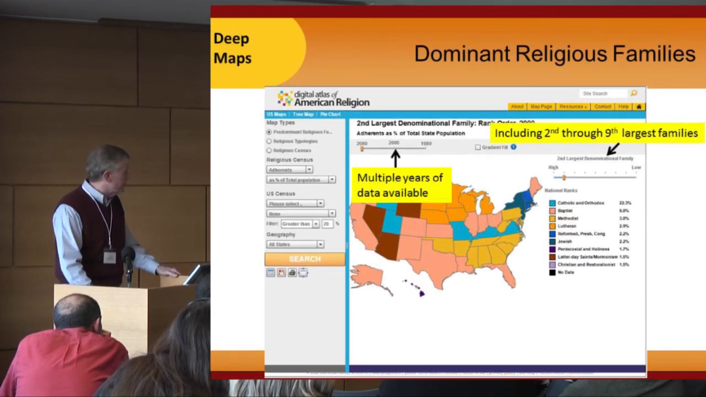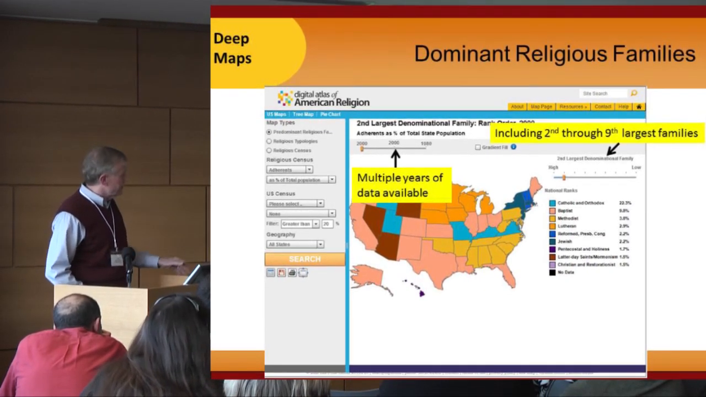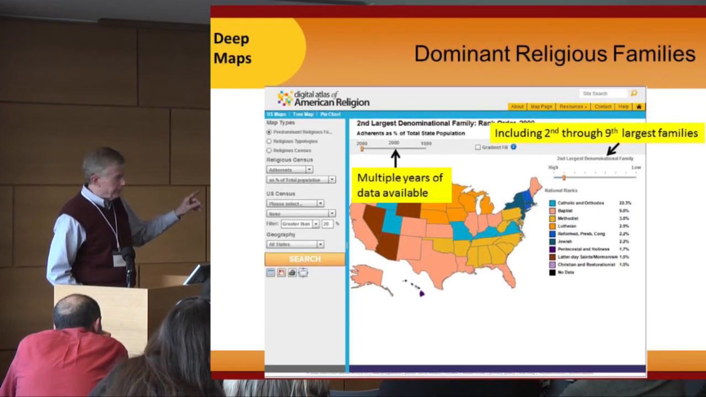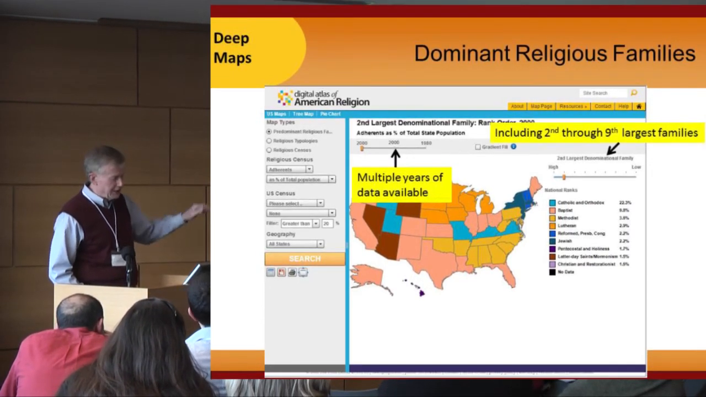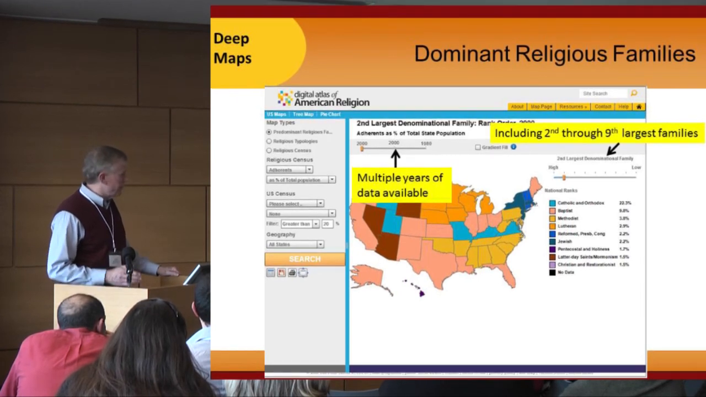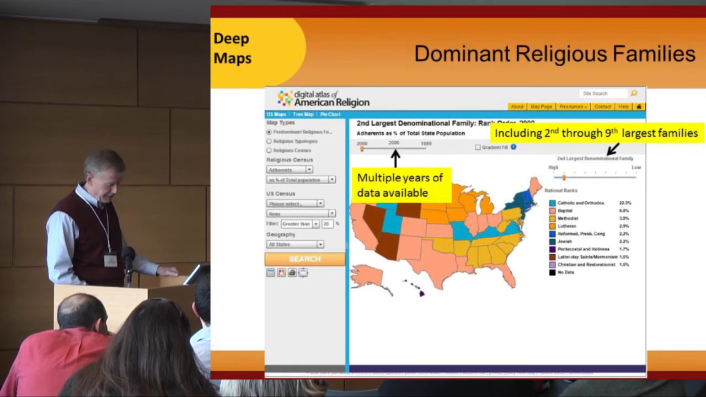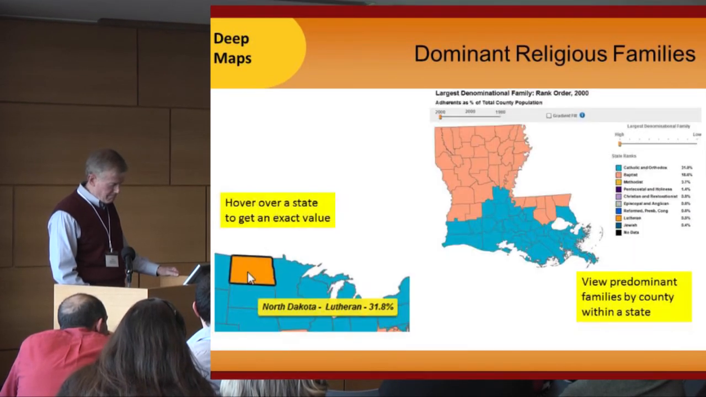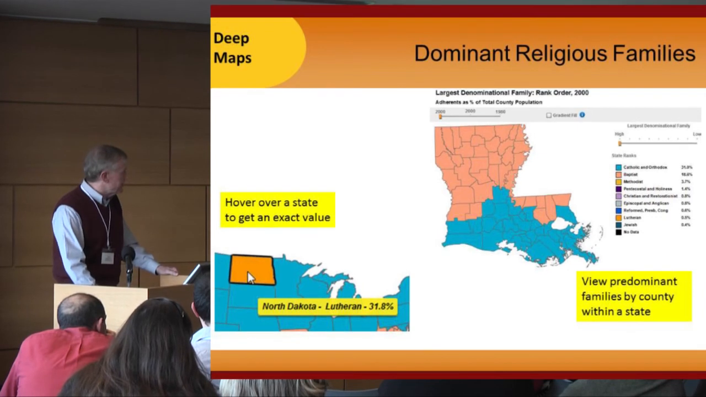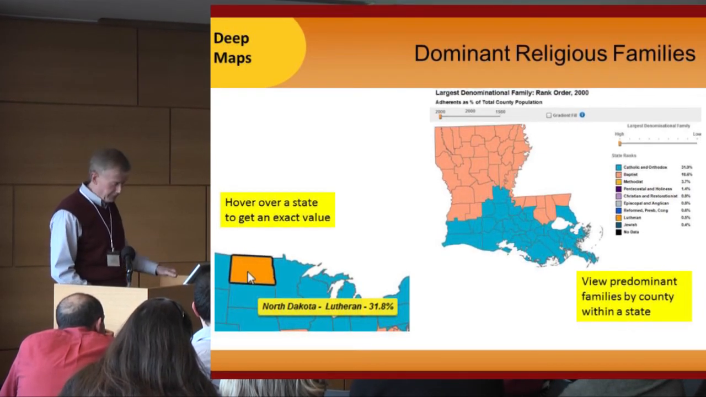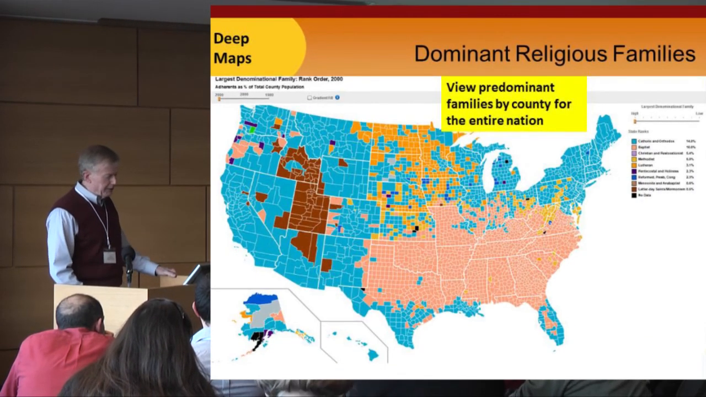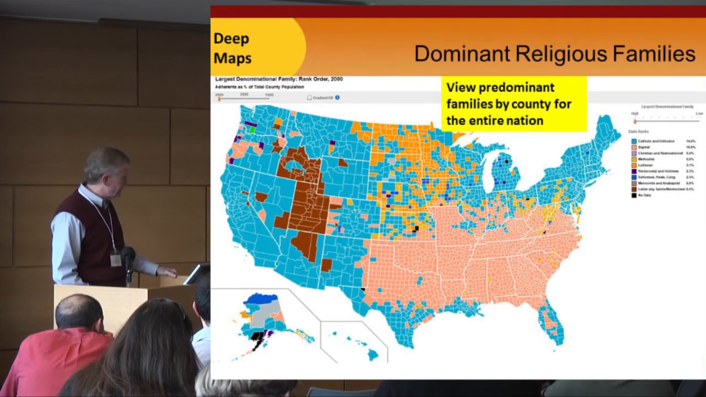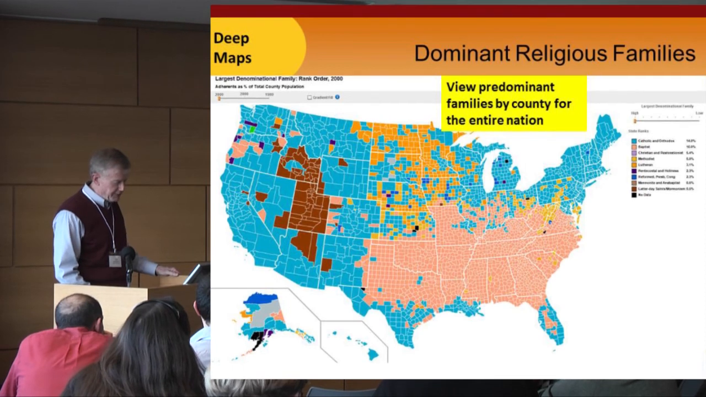We've allowed you to choose from multiple years simply by a time slider at the top, and also, since the first mapping that you saw was only the dominant denominational presence, now you can see by using the slider bar on the right there, the second, third, fourth, and so on through the 9 largest denominational families that exist in the U.S. We've allowed you to do this by going into the states and looking at the county geographies, to hover over a state to get its exact value for the dominant presence, to look at predominant families by county for the entire nation, and again by hovering over that to call up the data that lies behind that. But again, this is all pretty standard in GIS terms.